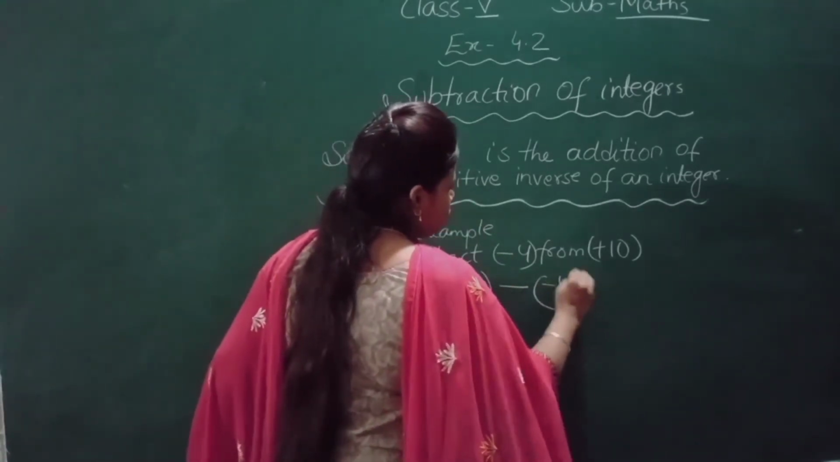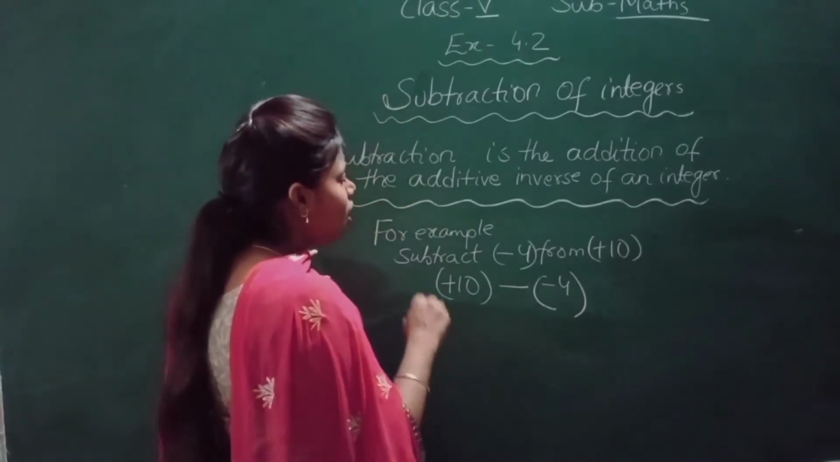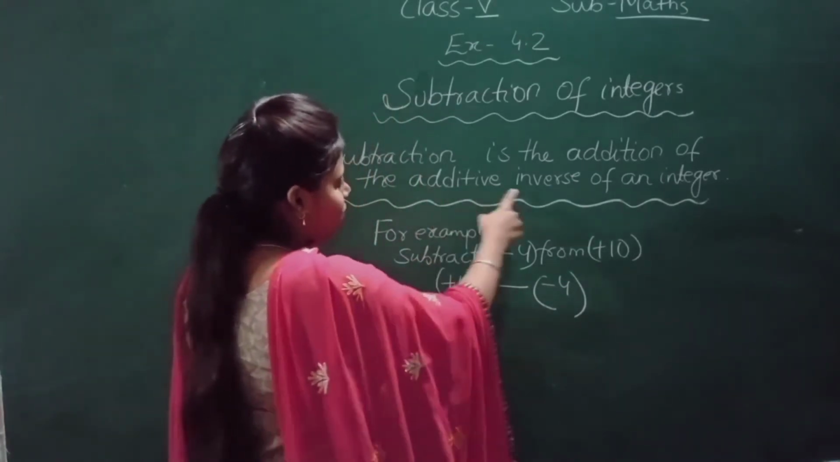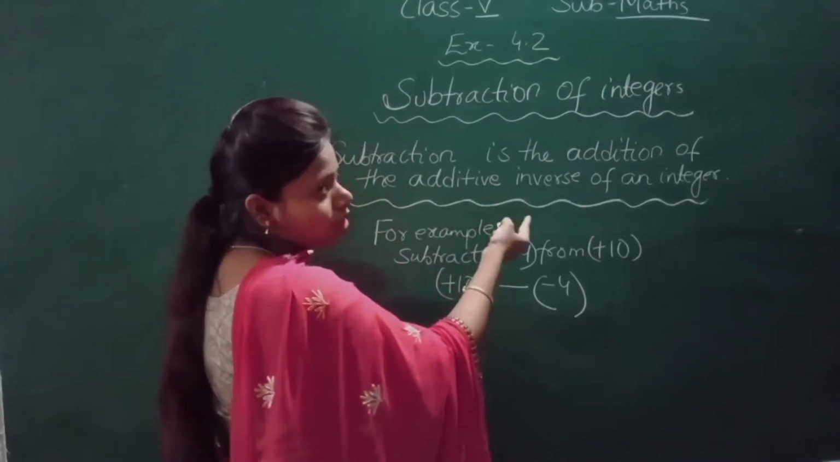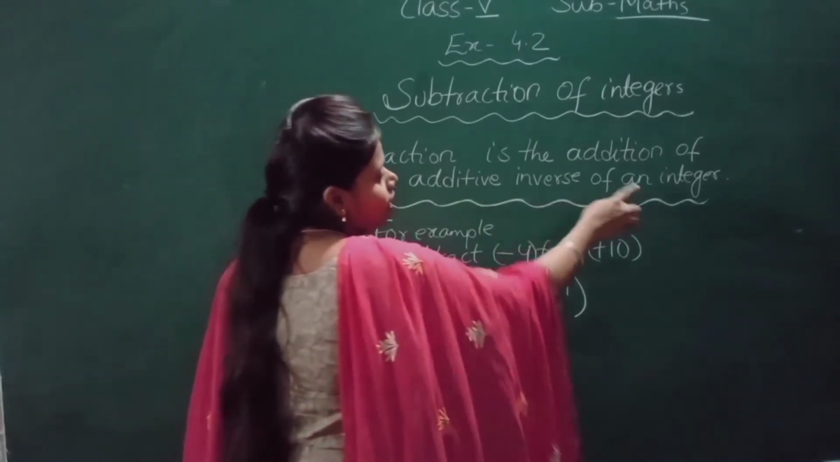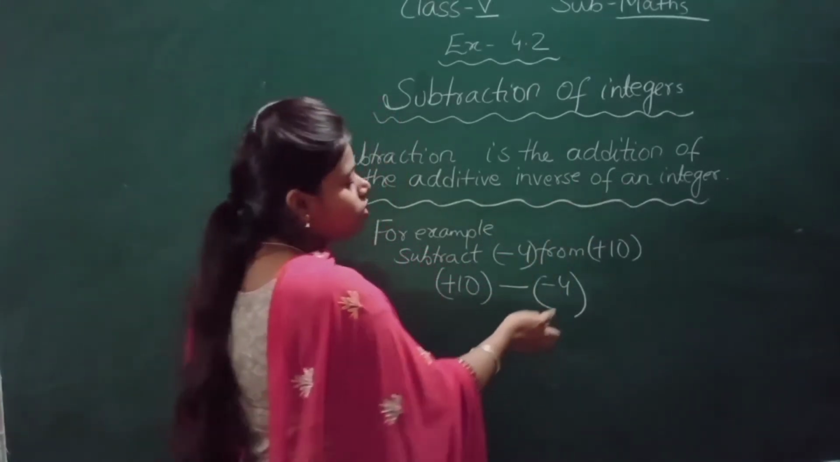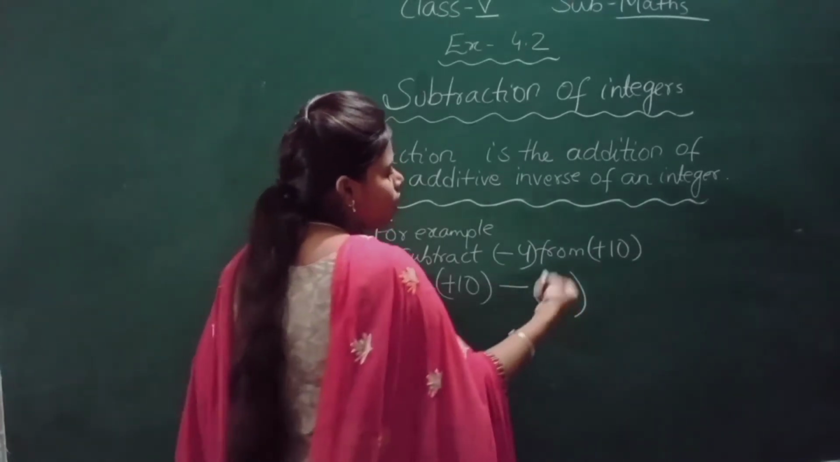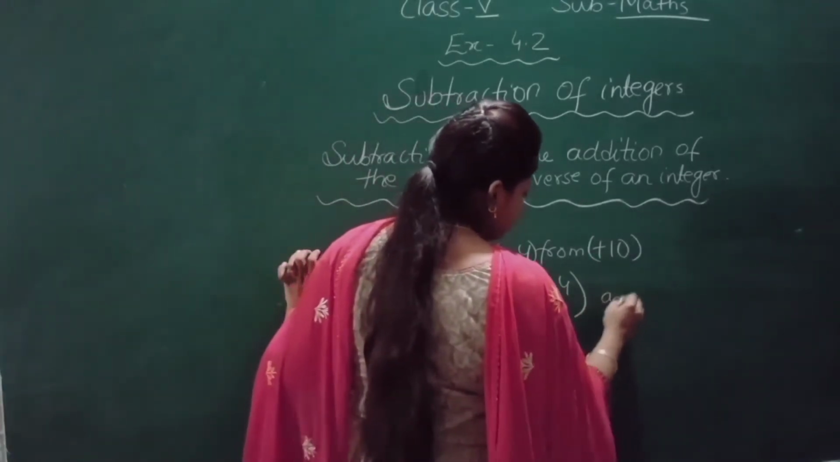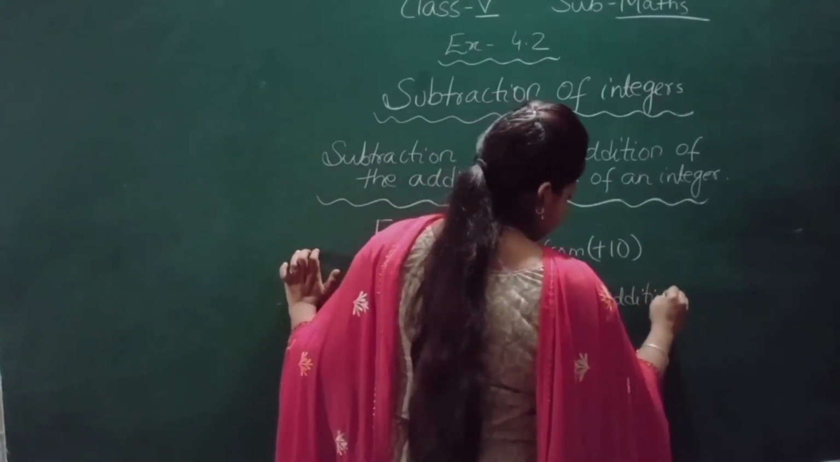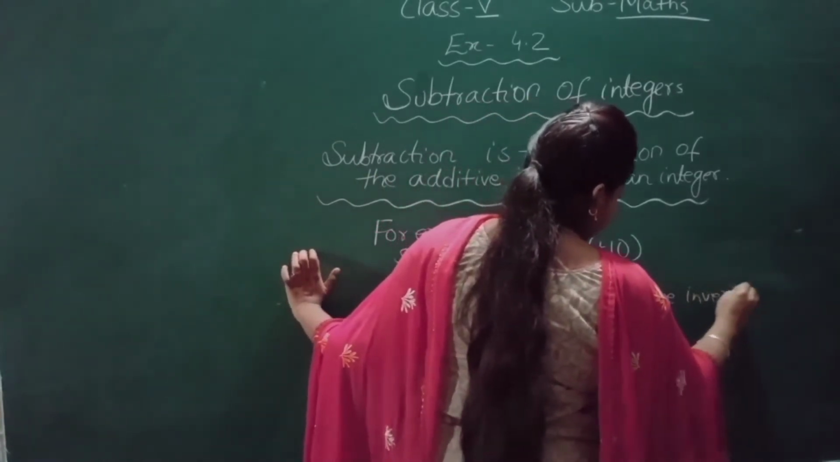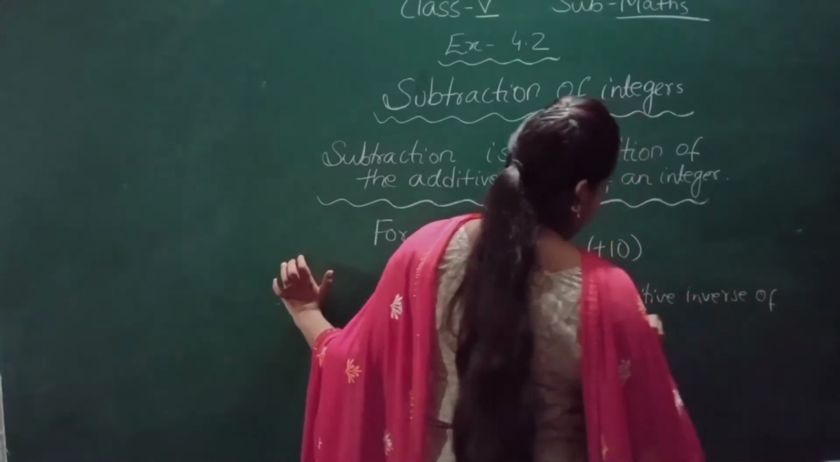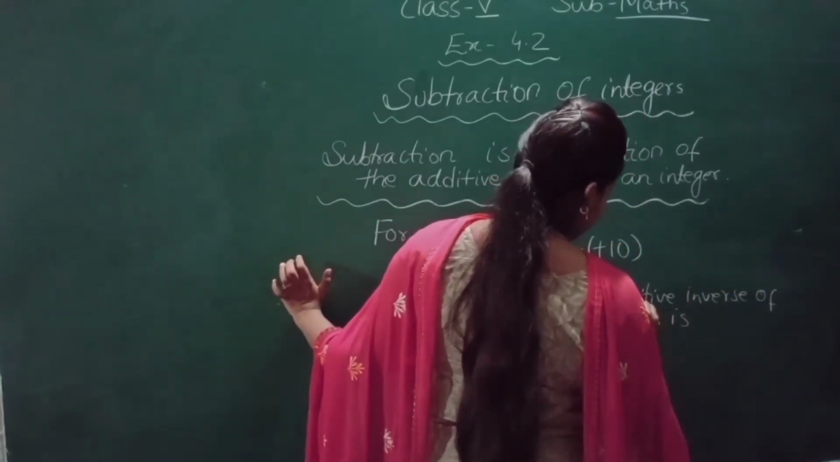So minus. Now what I said, additive inverse. We will find the additive inverse of an integer. So we will find the additive inverse of this integer, not of this. We will find the additive inverse of this integer. So at the side we can write here, additive inverse of minus 4 is what?